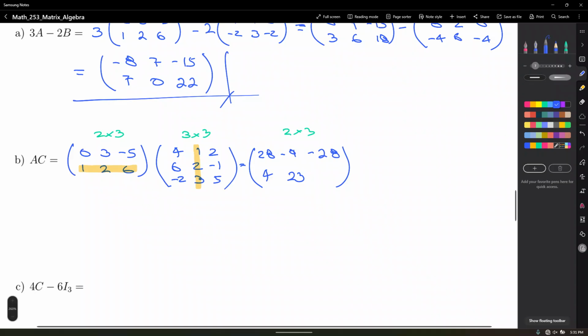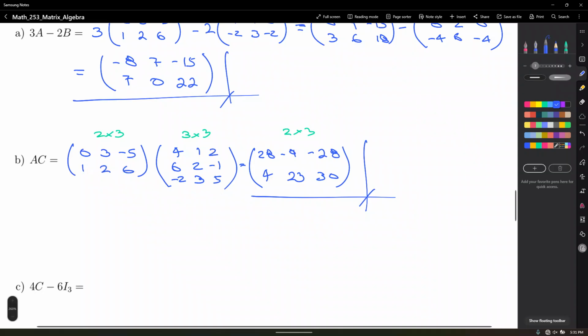And lastly, what do we have? Lastly, with the last column. So 1 times 2, which is 2. 2 times negative 1, actually the 2's cancel out. 6 times 5 equals 30. And that is the resultant matrix, the result of multiplying these two matrices.